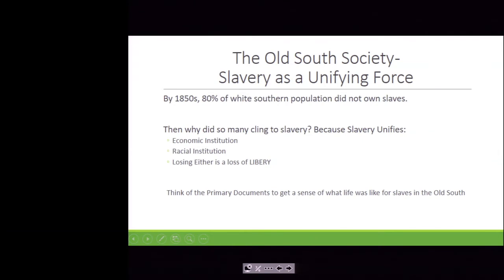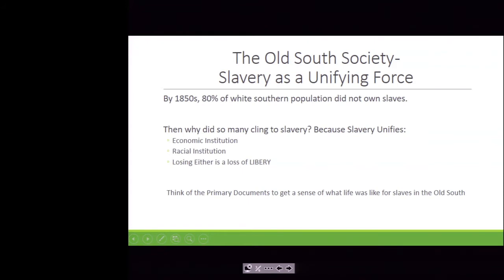Now also by the 1850s, 80% of the white Southern population doesn't own slaves. Most white people in the South, roughly 80%, are really kind of poor, and they can't afford to buy a slave. And they know that by the 1850s, if they don't have a slave by now, they're never going to have one. Slaves are expensive. So then the question becomes, we know that 15 years later, there's a civil war over this idea of slavery. Why, if so many people don't have slaves, why do they care? Why do people cling to slavery?